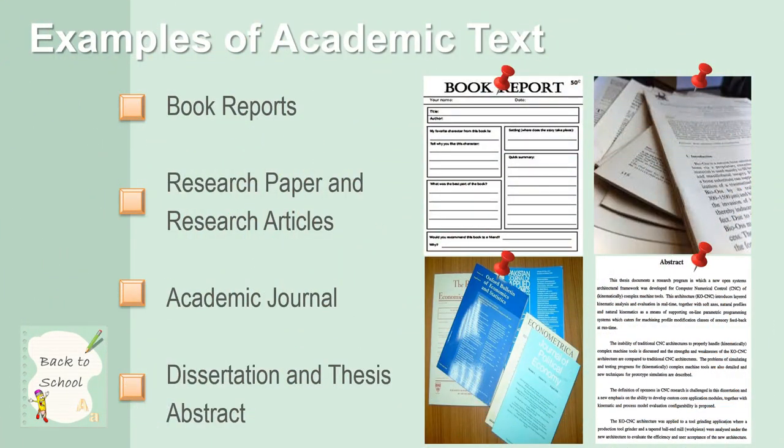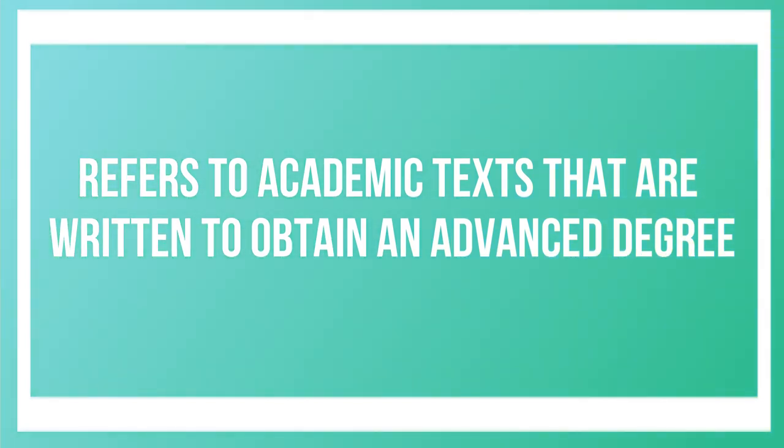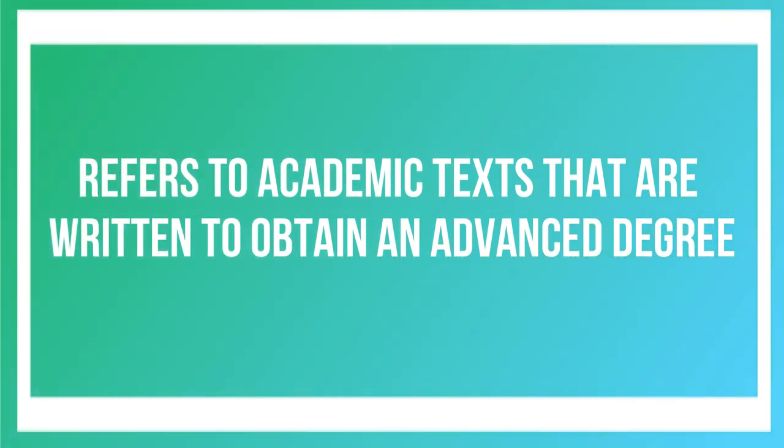Some examples of academic texts include the following: book reports, research paper and research articles, academic journal, lastly, dissertation and thesis abstract. For dissertation and thesis abstract, these refers to academic texts that are written to obtain an advanced degree. For example, if you want to finish your master's and doctoral degrees someday, then you have to experience making this kind of academic text.